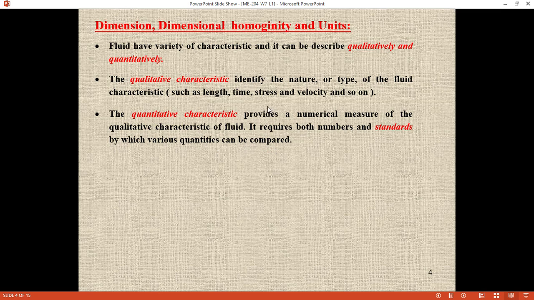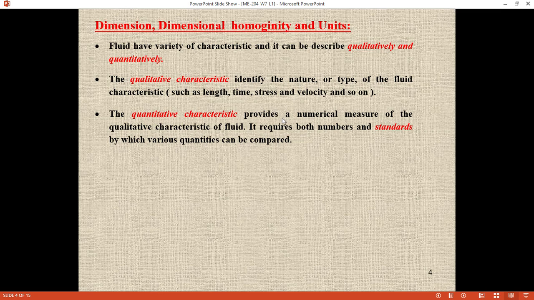Okay, so here it is very clear. Basically, the qualitative characteristics only provide the type and nature of the fluid characteristics. The type means whether it is a fluid property or a flow property. Nature means whether the properties are fundamental properties or derived properties. We will see this in the later part, but this we understand. So here it only provides the name and nature, the flow properties or the fluid properties.